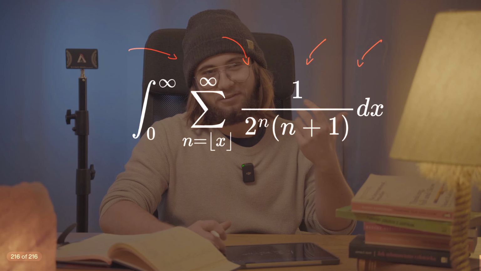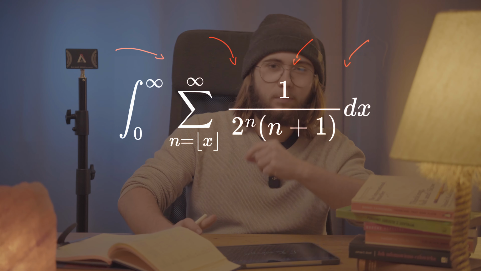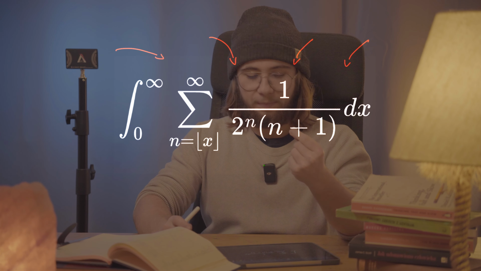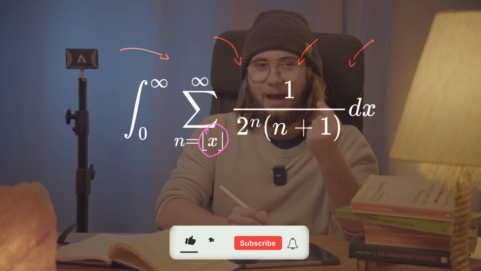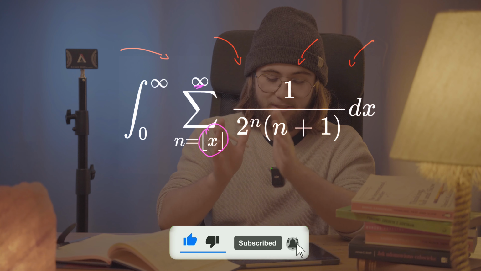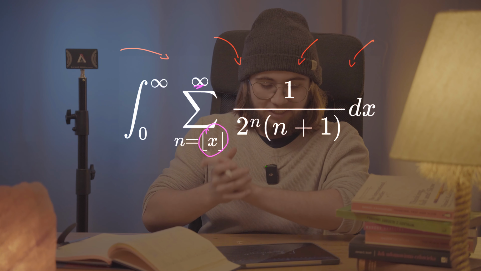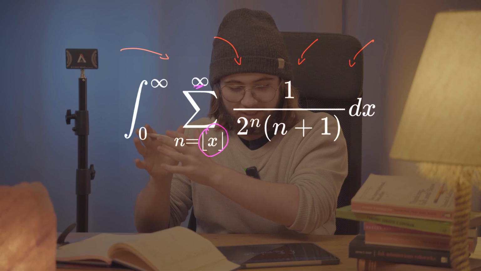Today we're going to be evaluating this beautiful monster from the UNSW integration bee. This improper integral from 0 up to infinity of the sum that starts from the floor of x up to infinity of 1 over 2 to the power of n times (n plus 1) dx. So how are we supposed to solve it, especially with this floor of x in the sigma subscript?